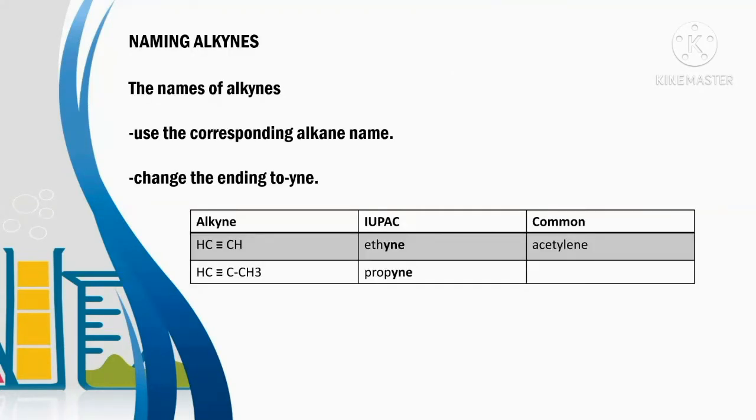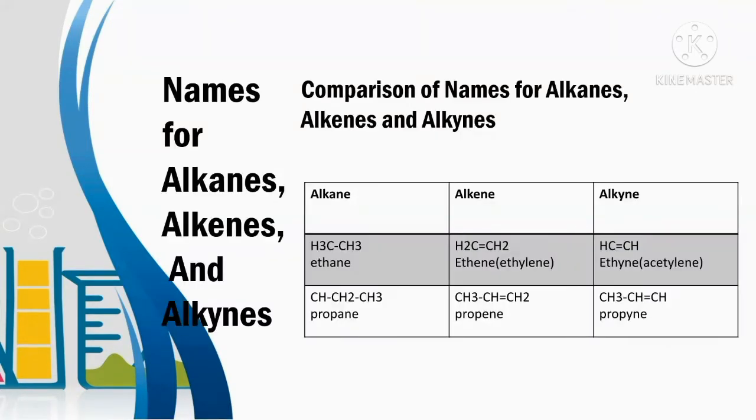Naming alkynes. So how do we name alkynes? Use the corresponding alkane name and change the ending to "-yne". For example, ethyne and its common name acetylene. Propyne is another example. Comparison of names for alkanes, alkenes, and alkynes. For alkane, ethane, alkene, ethene or ethylene, alkyne, ethyne or acetylene. For alkane again, propane, alkene, propene, alkyne, propyne.